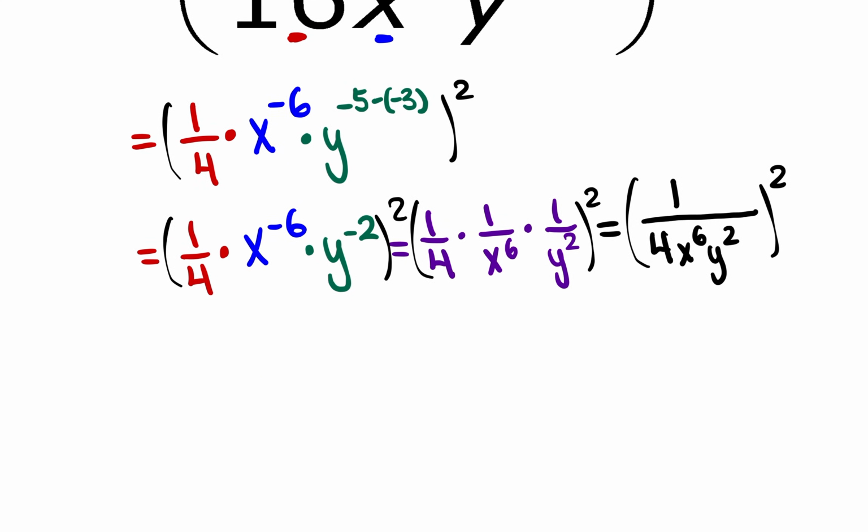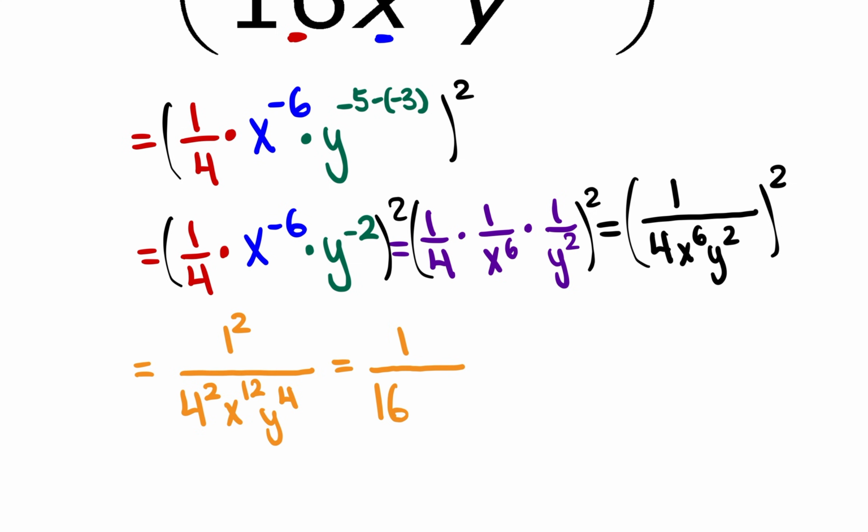Okay, and now we distribute that exponent. So this is going to end up giving us what? 1 to the second power, all divided by 4 to the second power, times x to the 12, times y to the 4th. And this will be simplified to be what? 1 to the second power is 1 times 1, which gives us 1, all divided by 16, right? 4 squared means what? 4 times 4, that's 16, times x to the 12, times y to the 4th. And that's going to be the final solution. Let's go ahead and box it in.